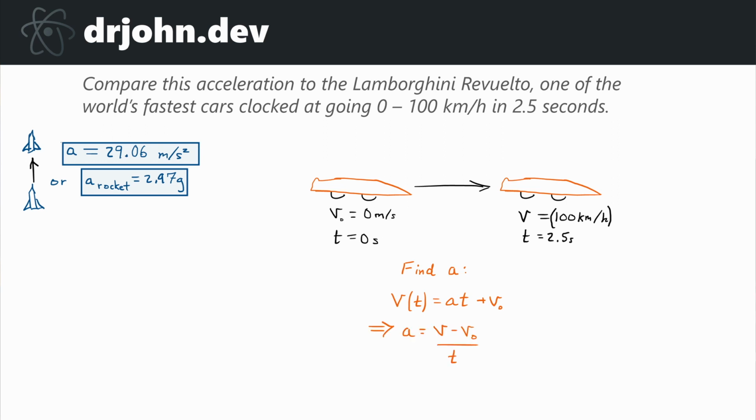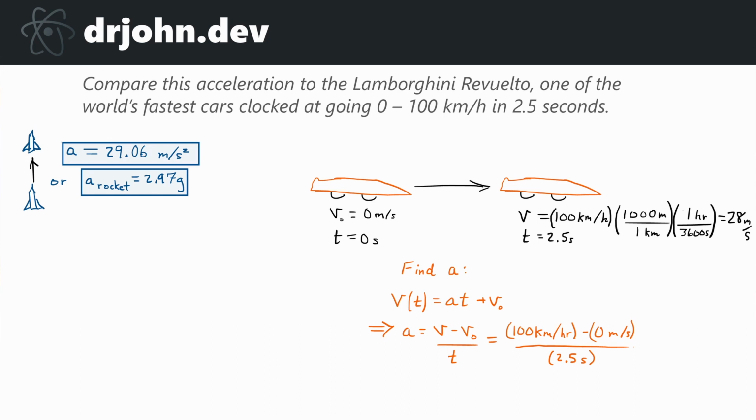Now, solving for a and plugging in our values for v, we must be careful. Remember, we eventually want to make a fair comparison to the rocket's acceleration, which is in units of meters per second squared. So we need to find the acceleration of the Lamborghini in units of meters per second squared, and in order to do this, our velocities must be in units of meters per second. So we need to make sure to convert our velocity from kilometers per hour to meters per second. If you need more explanation on how to convert units, check out my previous video on that topic, linked in the description below. And after making this conversion, we find the final velocity to be equal to 28 meters per second.